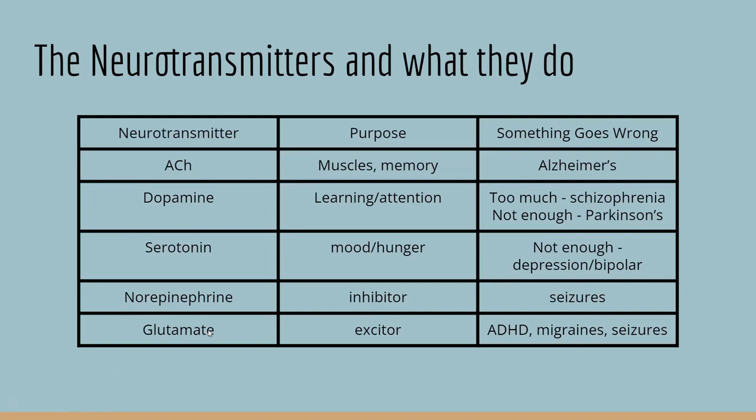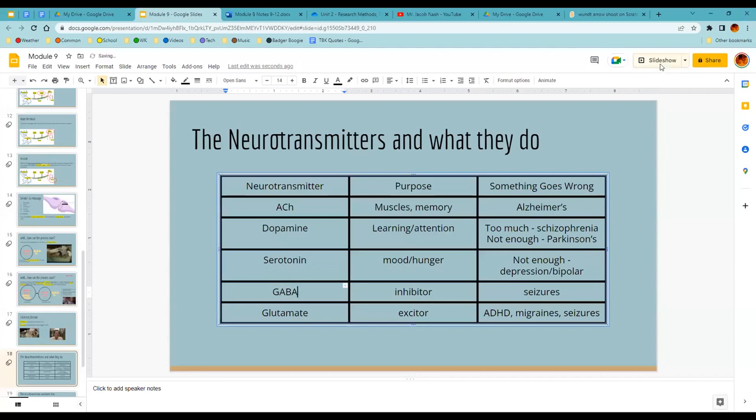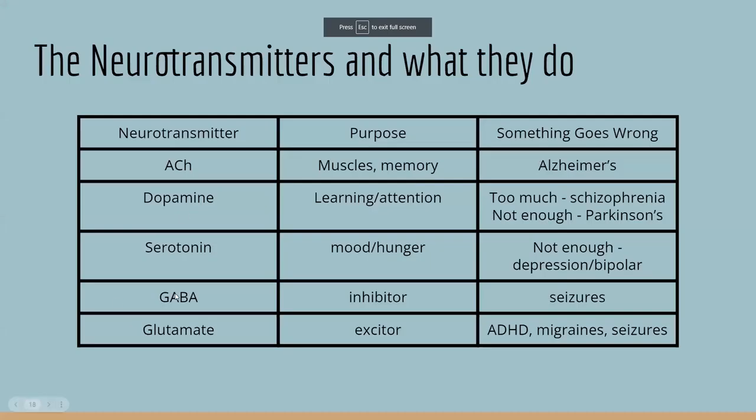Oops. Okay, sorry. I just realized something. I had the wrong thing. GABA, that's what it actually is. GABA is an inhibitor. So one I left out was norepinephrine. It helps with alertness, so you can have mood issues. So it's sort of similar to serotonin, but sorry that I left that one out. I don't know how that happened.